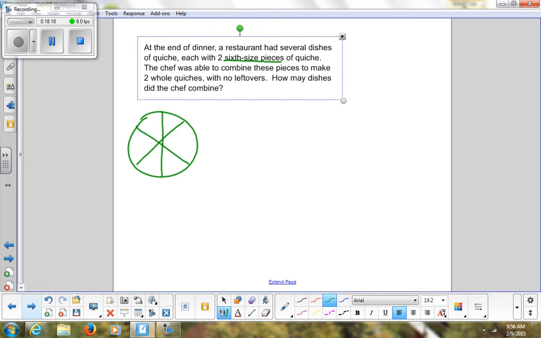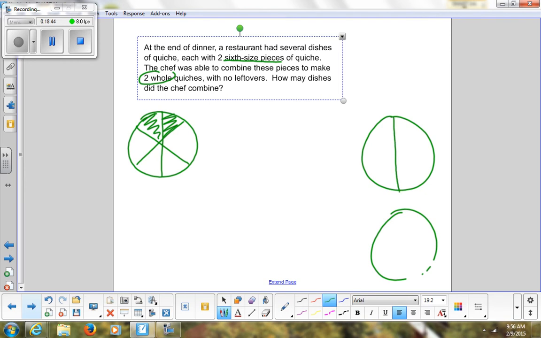With 2 6-size pieces of quiche, the chef was able to combine these pieces to make 2 whole quiches, with no leftovers. So I need 2 wholes over here. How many dishes did the chef combine? Each of these is going to have just 2 pieces colored in. And how many do I need to get to here? 2 wholes. This is 1 whole, right? Or 6 over 6.